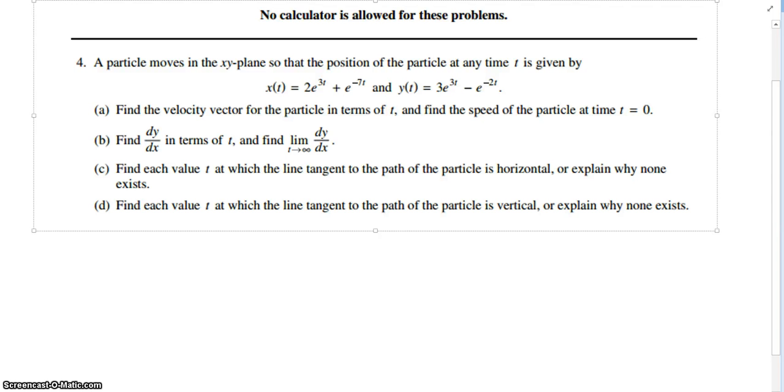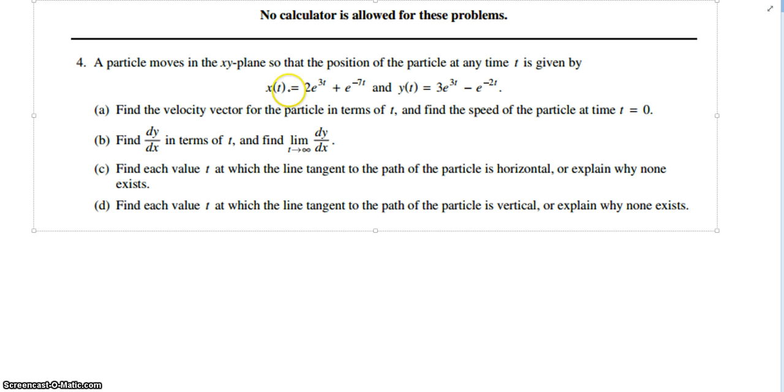Alright, this is problem number 4 of the free response from 2003. It gives us two equations, an x in terms of t and y in terms of t. The first question is find the velocity vector of the particle in terms of t and find the speed of the particle at time 0.